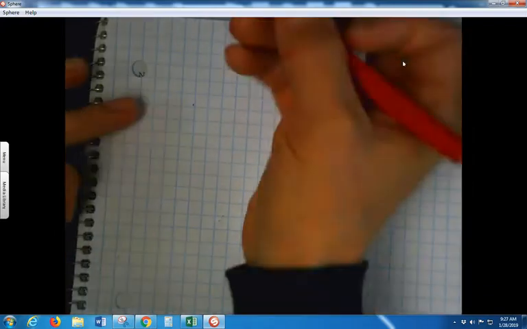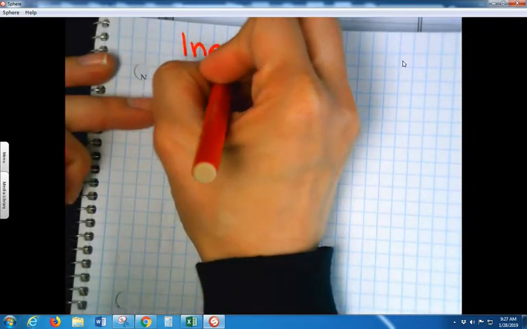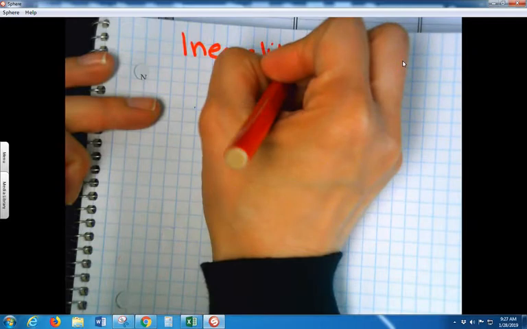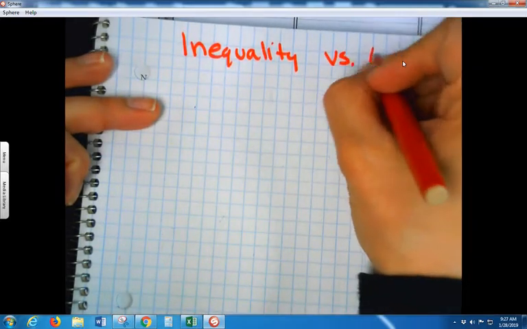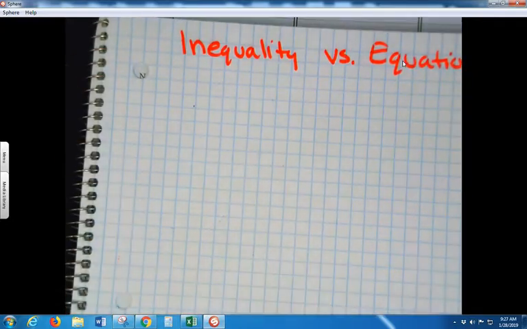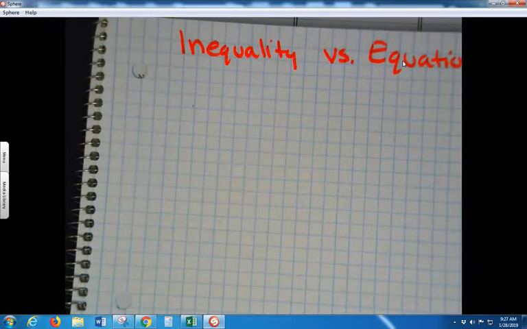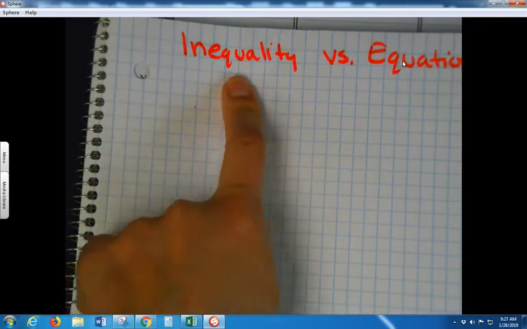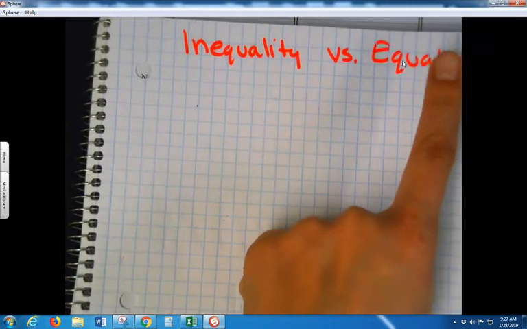Okay, today we are going to talk about the difference between an inequality versus an equation. What did we solve last week? We solved inequalities. This week, we're going to solve equations.